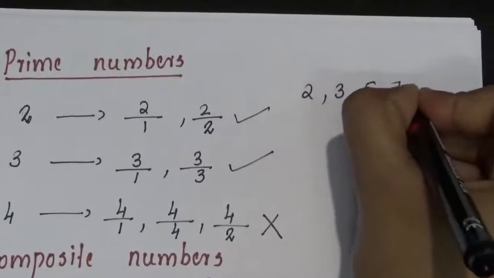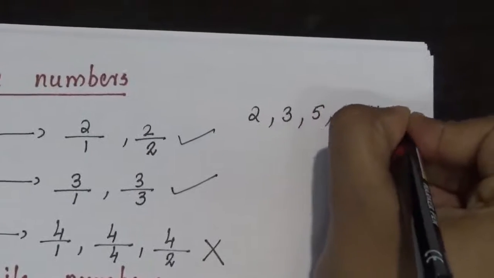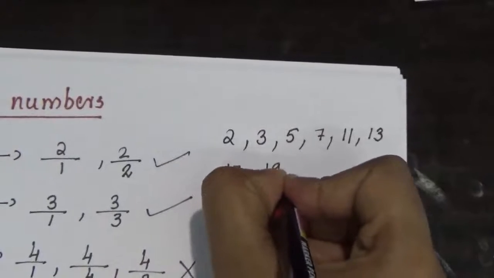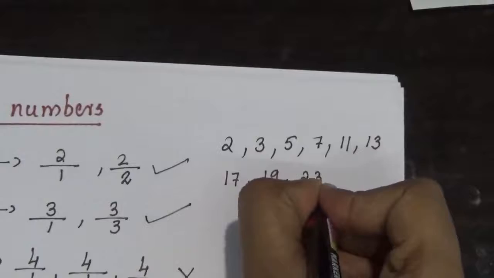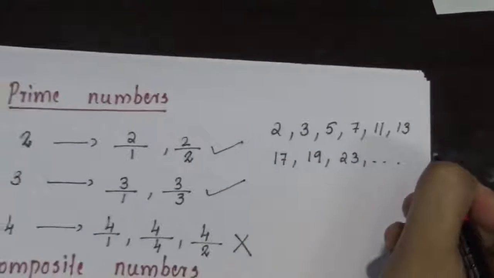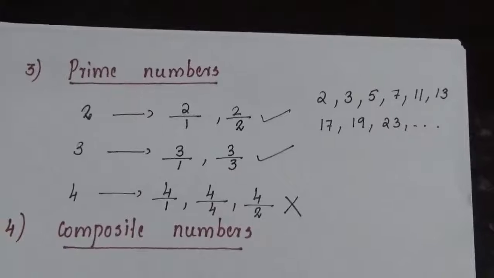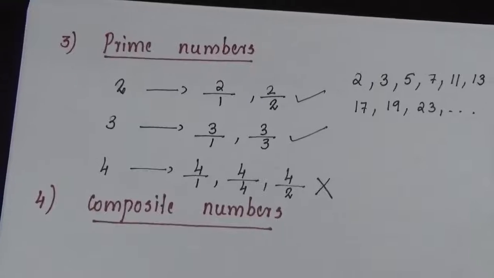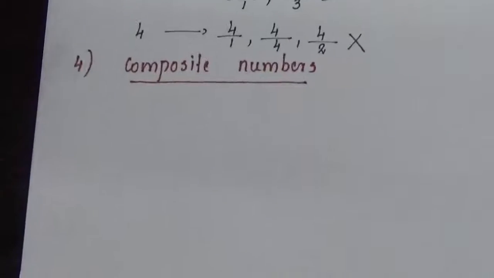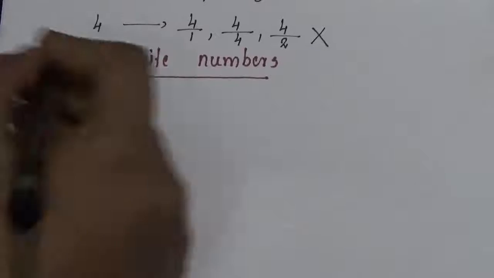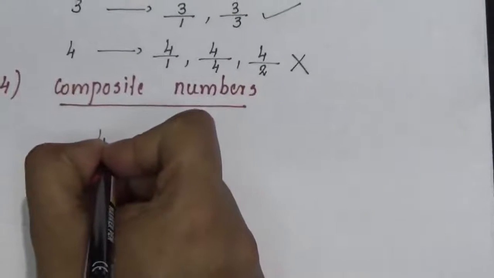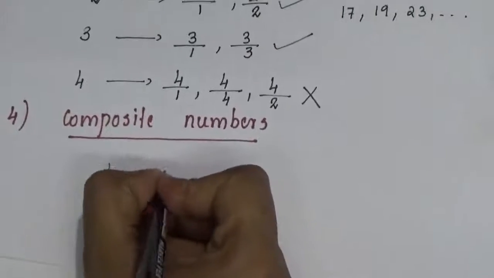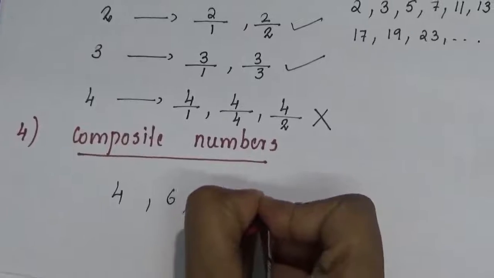The next prime number is 7, next 11, next 13, next 17, next 19, next 23. So these are the first prime numbers. A number other than 1 is called a prime number if it is divisible by 1 and itself only. Now composite numbers are the numbers which are not prime. So 4 is a composite number because 4 is not a prime number. We call the number which is not prime a composite number. For example, 4, 6, 8, 10 are composite numbers.